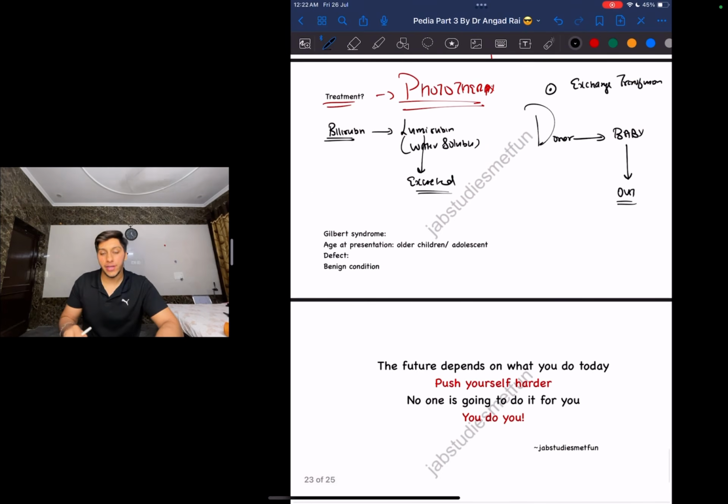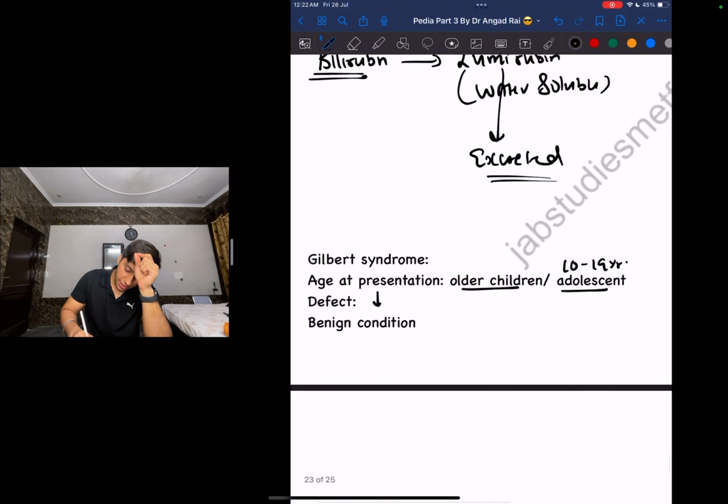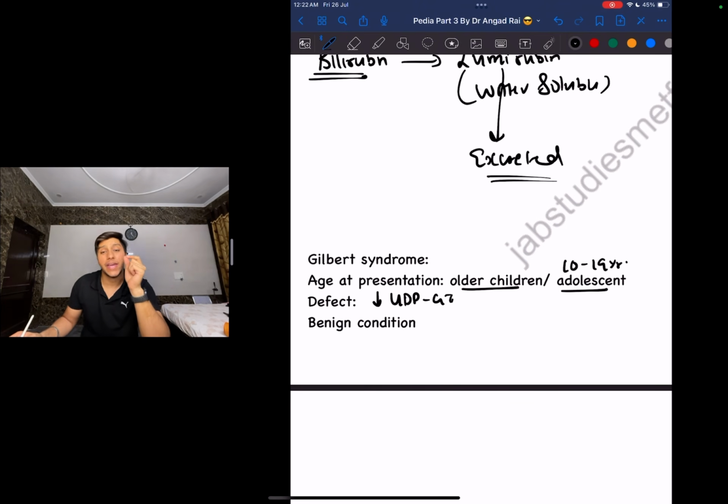Last topic for today, guys, is Gilbert syndrome. Guys, Gilbert syndrome is similar to Crigler-Najjar type 2, but Crigler-Najjar type 2 is seen in newborns. Gilbert syndrome is something which is seen in older children or in adolescents. What is the adolescent age group, guys? 10 to 19 years of age. Alright. The defect is again decreased UDP glucuronyl transferase. It is a benign condition.